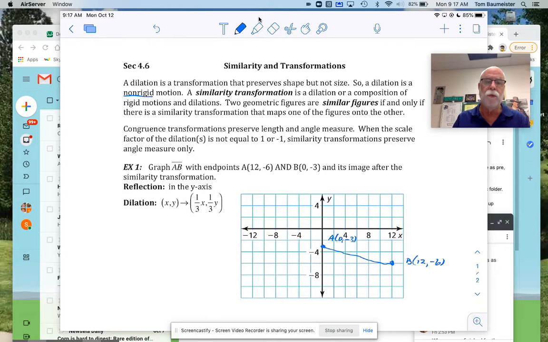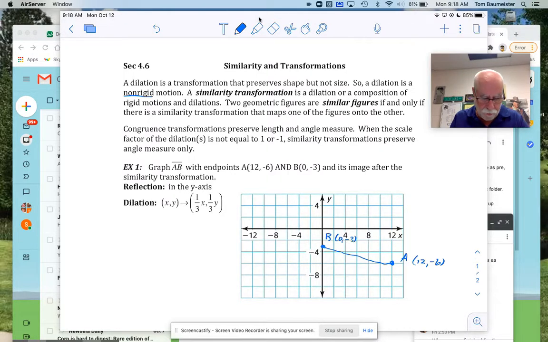So graph line segment AB with endpoints A at (12, -6) and B at (0, 3), and its image after the similarity transformation of a reflection in the y-axis and a dilation of (x, y) maps to (1/3 x, 1/3 y). So I had made your points there, but I actually labeled them wrong. So A is at (12, -6), and B is at (0, -3).